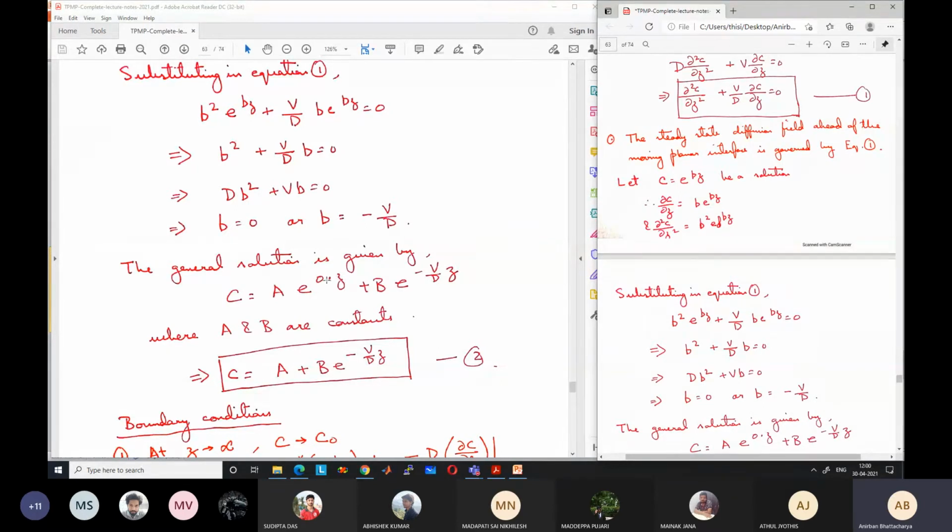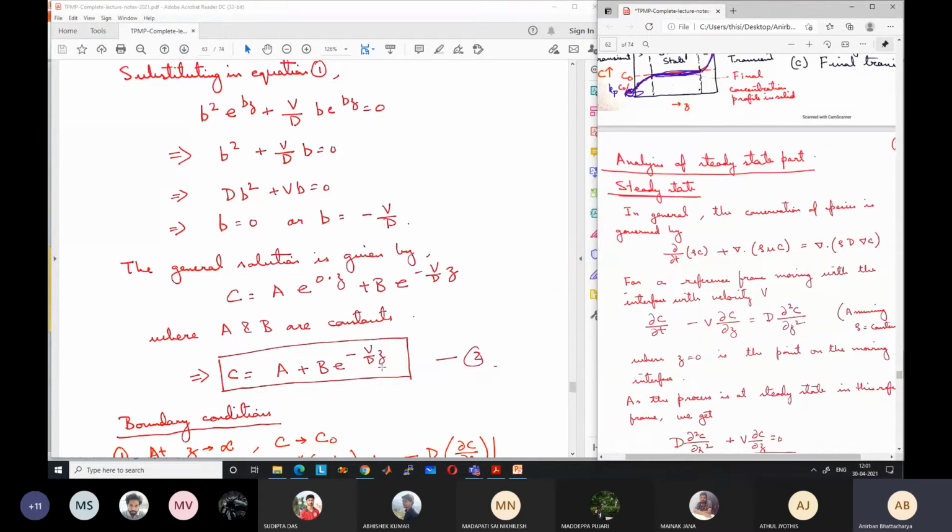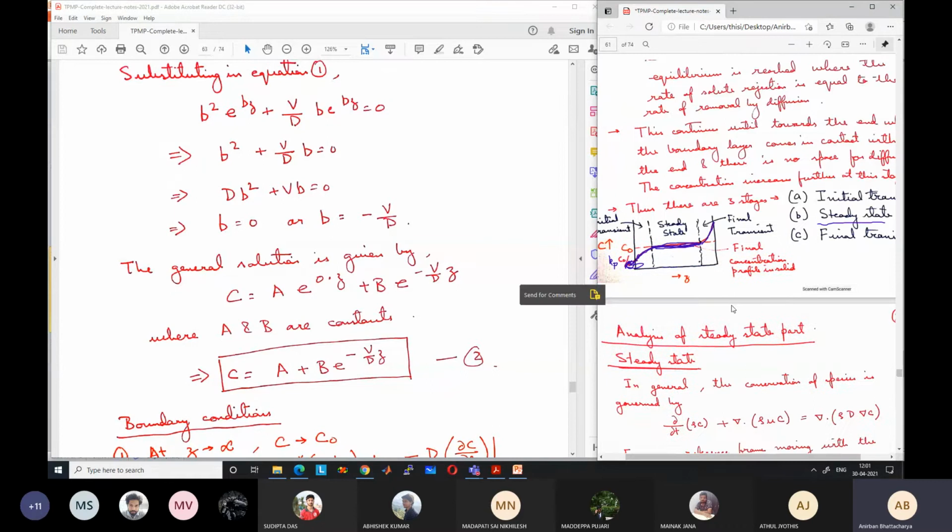But at this point, with our initial assumption, we have obtained an exponential solution, because we know that the pattern looks like exponential, which says that C is equal to A plus B e to the power minus v by D z, where A and B are constants whose values we have to now determine. How will we determine these values? We will determine these values based on boundary conditions.